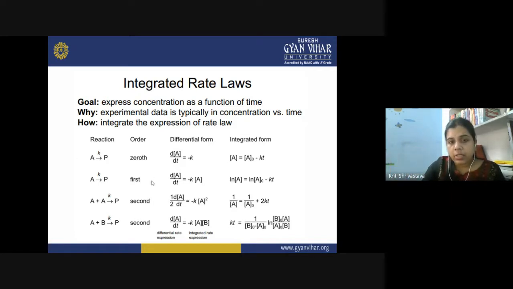Then suppose this is the first order reaction, then how would you write it? This would be dA upon dt equals minus Ka, and this is the integrated form. Then for the second order reaction, it would be like this. This would be A squared, and this will be the integrated form of the rate law. Similarly, if you have two different reactants involved, then in the second order reaction, this would be the differential rate law, and this would be the integrated rate law.